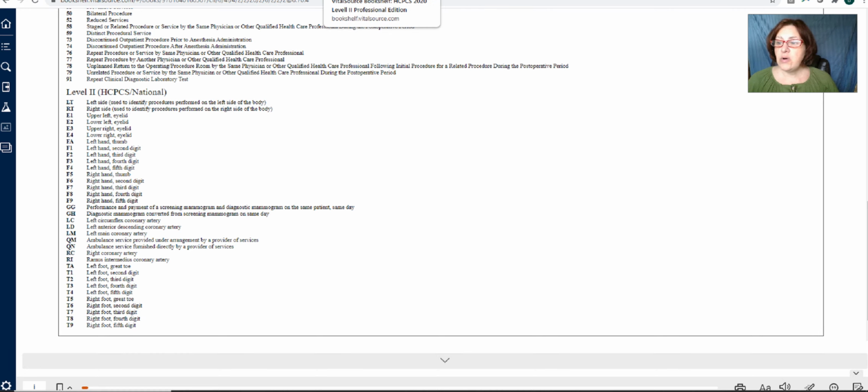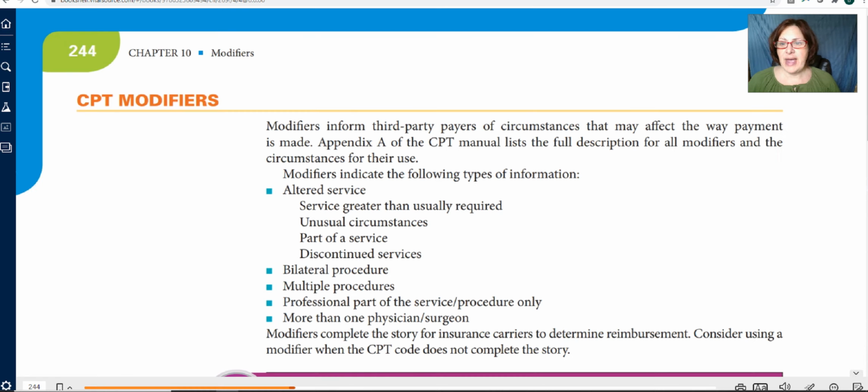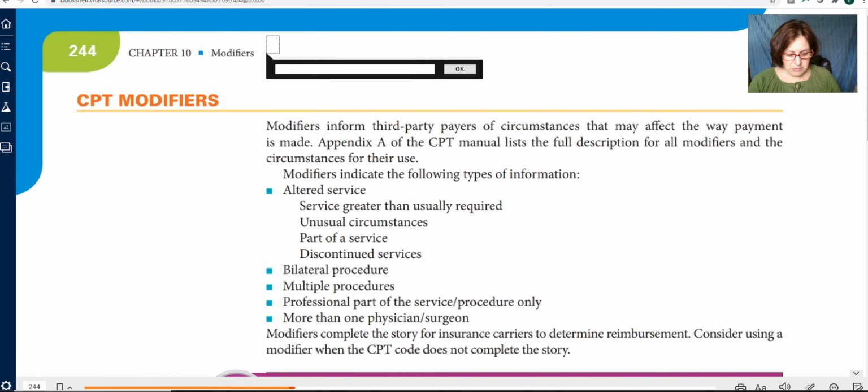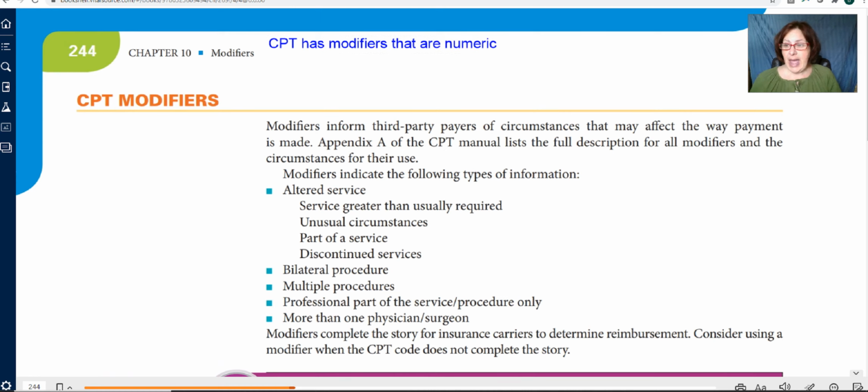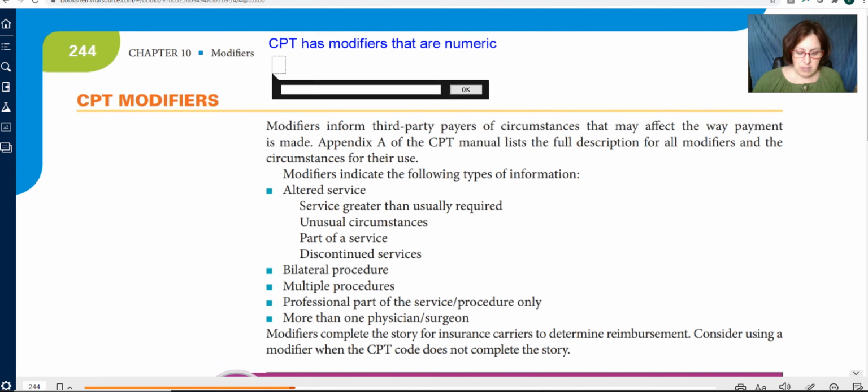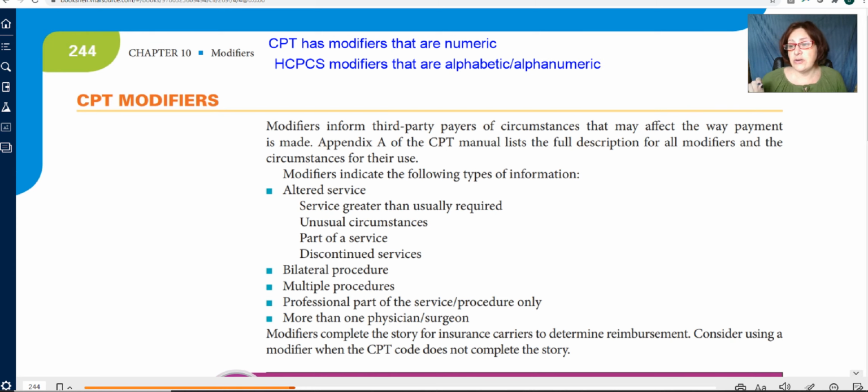There are also modifiers. Well, jump back. Just to give you a full definition, CPT has modifiers that are numeric. You also have modifiers that have letters in them, and those are considered to be HCPCS modifiers. Those are the ones that are either all letters or letter-number combos, and those are HCPCS modifiers. CPT and HCPCS modifiers are used interchangeably with each other.